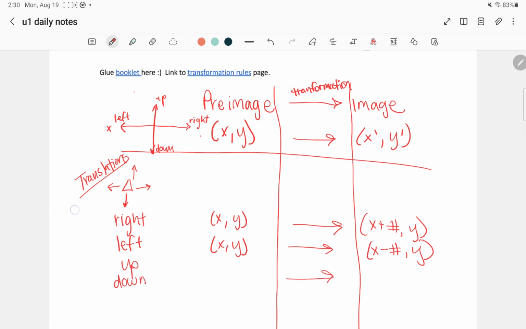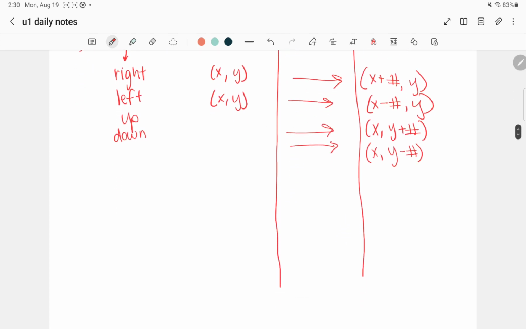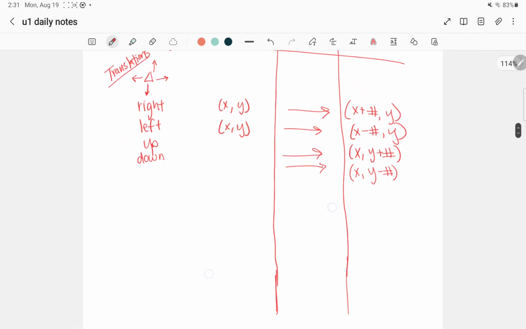So if I want to go up, that is x by itself. It's not going to change at all. Up is positive, so I'm going to go up however many it tells me to. By it I mean Delta Math. Down is about the same thing, except it's y minus a number. Putting this into practice with actual numbers, I promise, will be easier. That's translations.